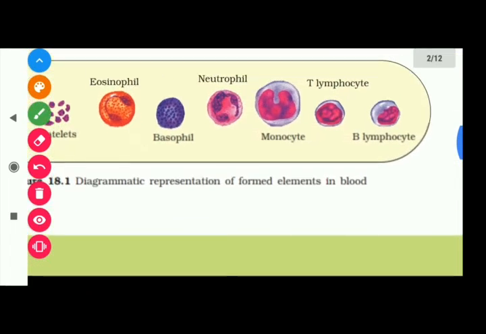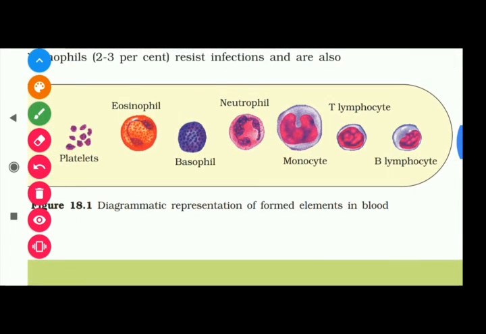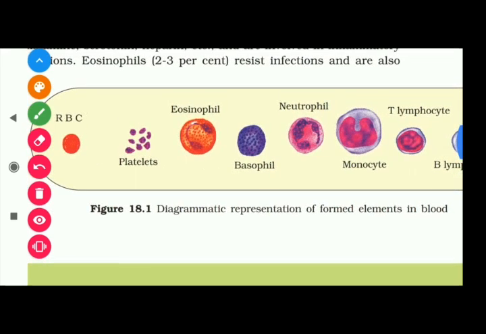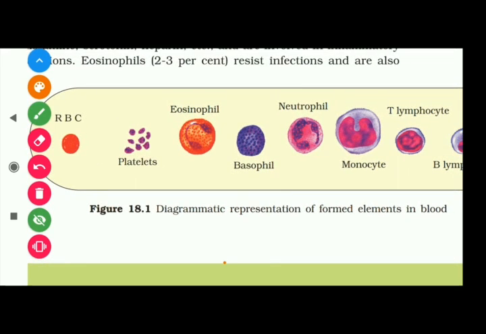See this is the figure of the blood's elements. First of all is the RBCs, another one is the platelets. We will see these platelets. Now these are the eosinophils, basophils, and neutrophils. These three are the granulocytes, and these are the monocyte, T lymphocyte, and B lymphocyte. This is our granulocytes. So understand all of you?